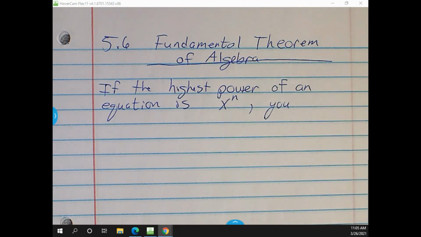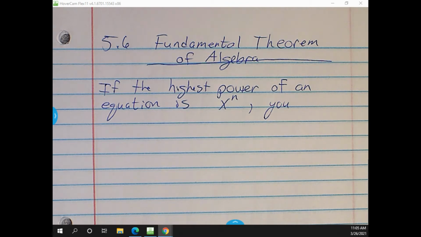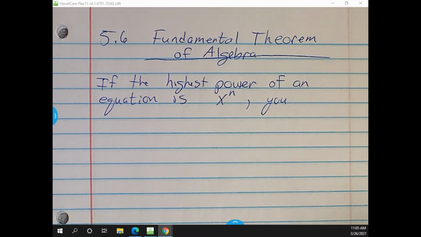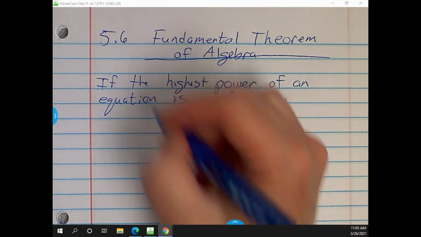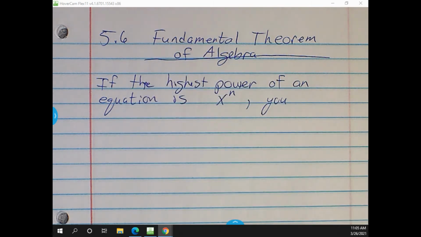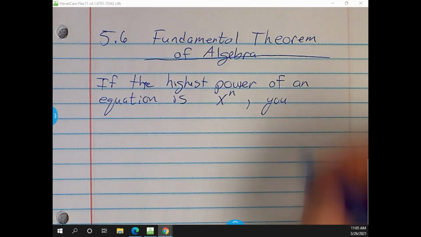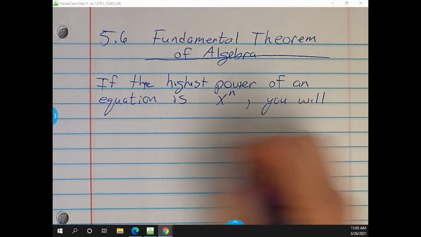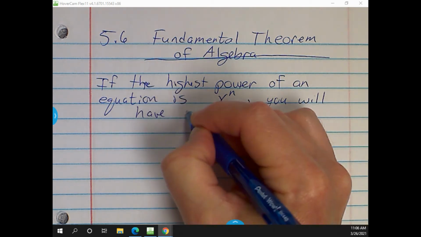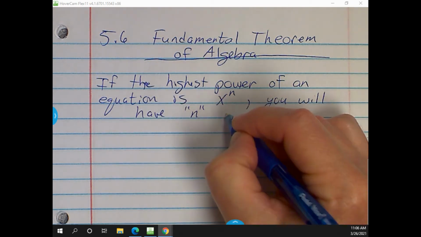And again, this is something we've talked about a bunch. I don't know why they wait until chapter 5 to talk about this one, but this is just kind of where we've done this. So we've mentioned it a bunch of different times. But if the highest power of an equation is x to the n power, you will have n answers.